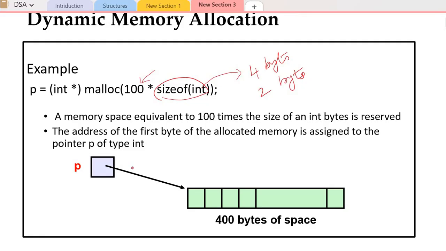So irrespective of the machines we use, we just use sizeof in the malloc statement. This statement allocates the memory for 100 integers. Suppose the int size is 4 bytes. Then the allocation for these 100 numbers is 100 into 4, which is 400 bytes. This p is a pointer, pointing to the first address of the memory location.